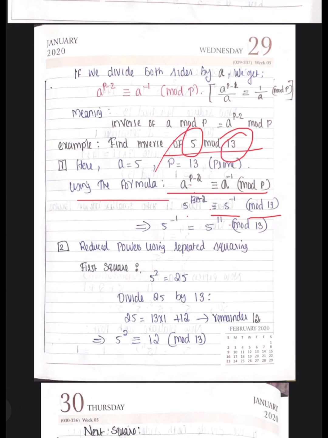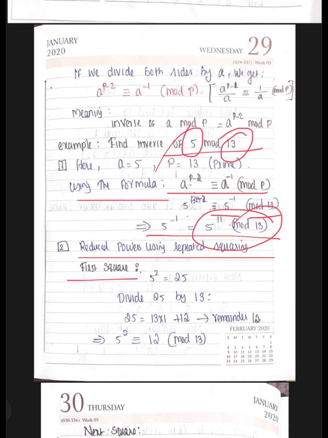So, we need to rearrange our equation: 5 raised to minus 1 is equal to 5 raised to 11 mod 13. So we need to compute 5 raised to 11 mod 13. Then going to the next step, we use the repeated squaring method. It is a fast method. In this case, we compute the powers.